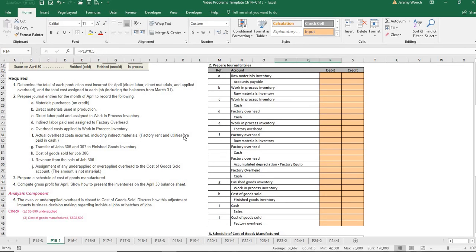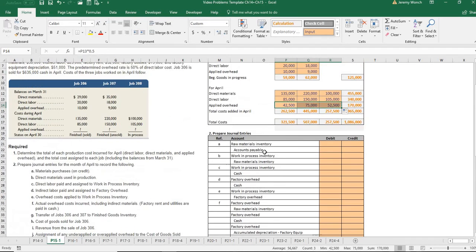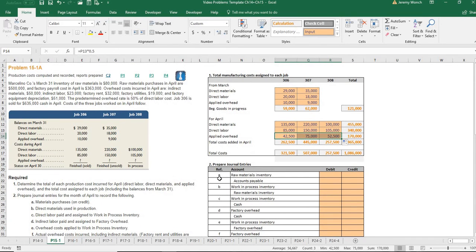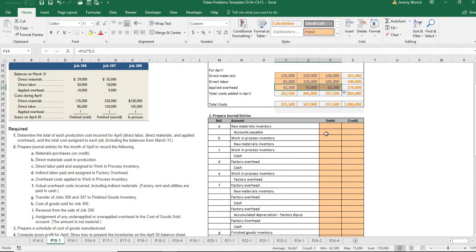So the first thing that happens is we have material purchases on credit. If we go back at the top, we're talking about April here. So raw materials purchased in April are $500,000. That means we increase our raw materials inventory by $500,000, and we bought it on credit, so we credit accounts payable.